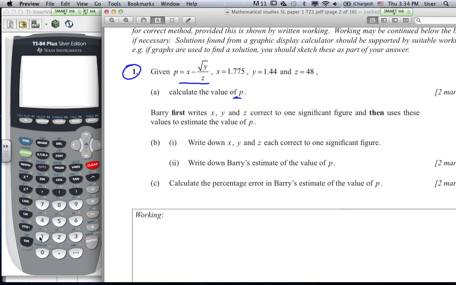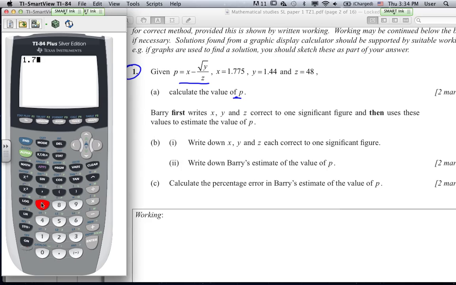So we've got x is 1.775 minus the square root, so second function there, and we're going to get 1.44. Now I need to go out of the square root, so I need to push there, and then I do the divide by 48, and I get an answer of 1.75.